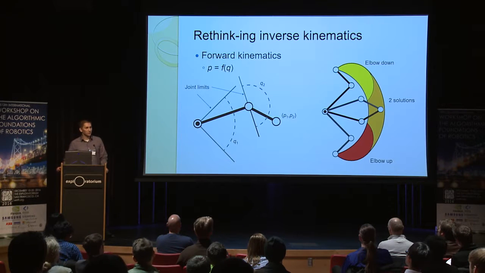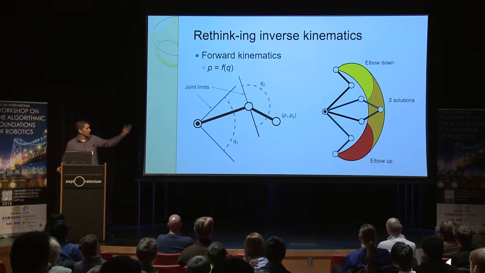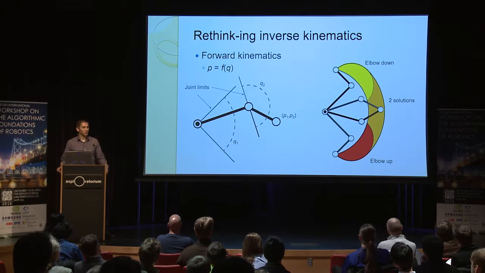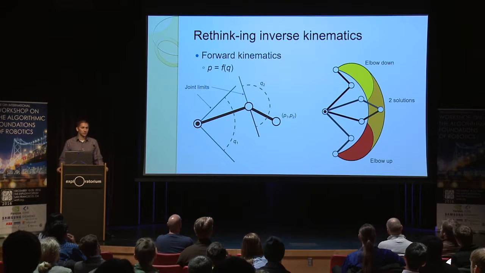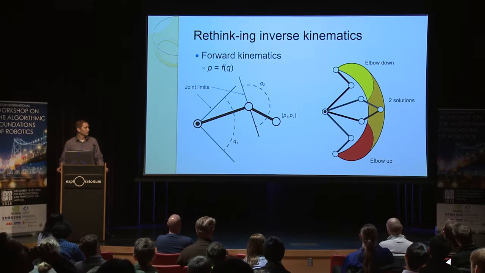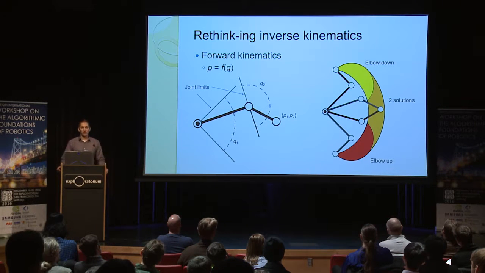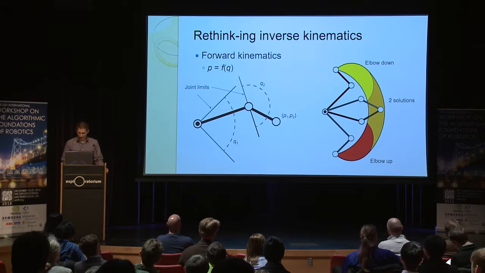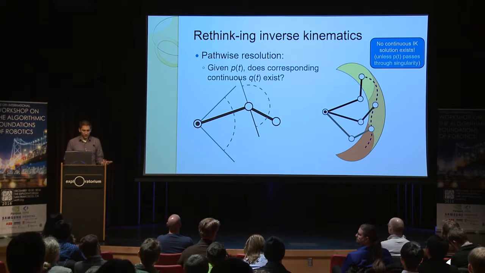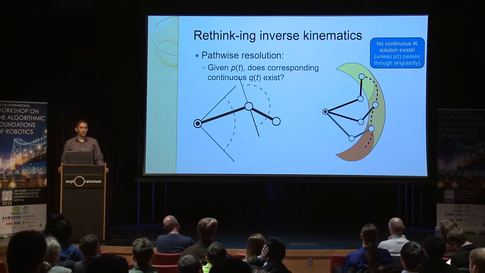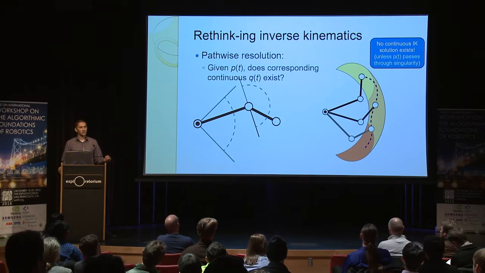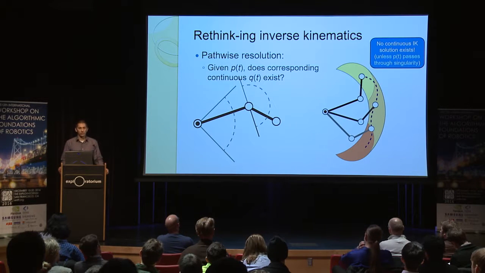For example, if you have joint limits, let's say we have a two-link robot here with joint limits. There's a region on the top of this reachable workspace in which you can only reach it with elbow down configurations. In the bottom half of this reachable workspace, you can only reach those points with elbow up configurations, and in the middle there are multiple solutions. The issue is that if you have a path that goes between the top region and the bottom region, there's no continuous path in configuration space that executes that Cartesian space path unless that path were to pass through a singularity of the robot.